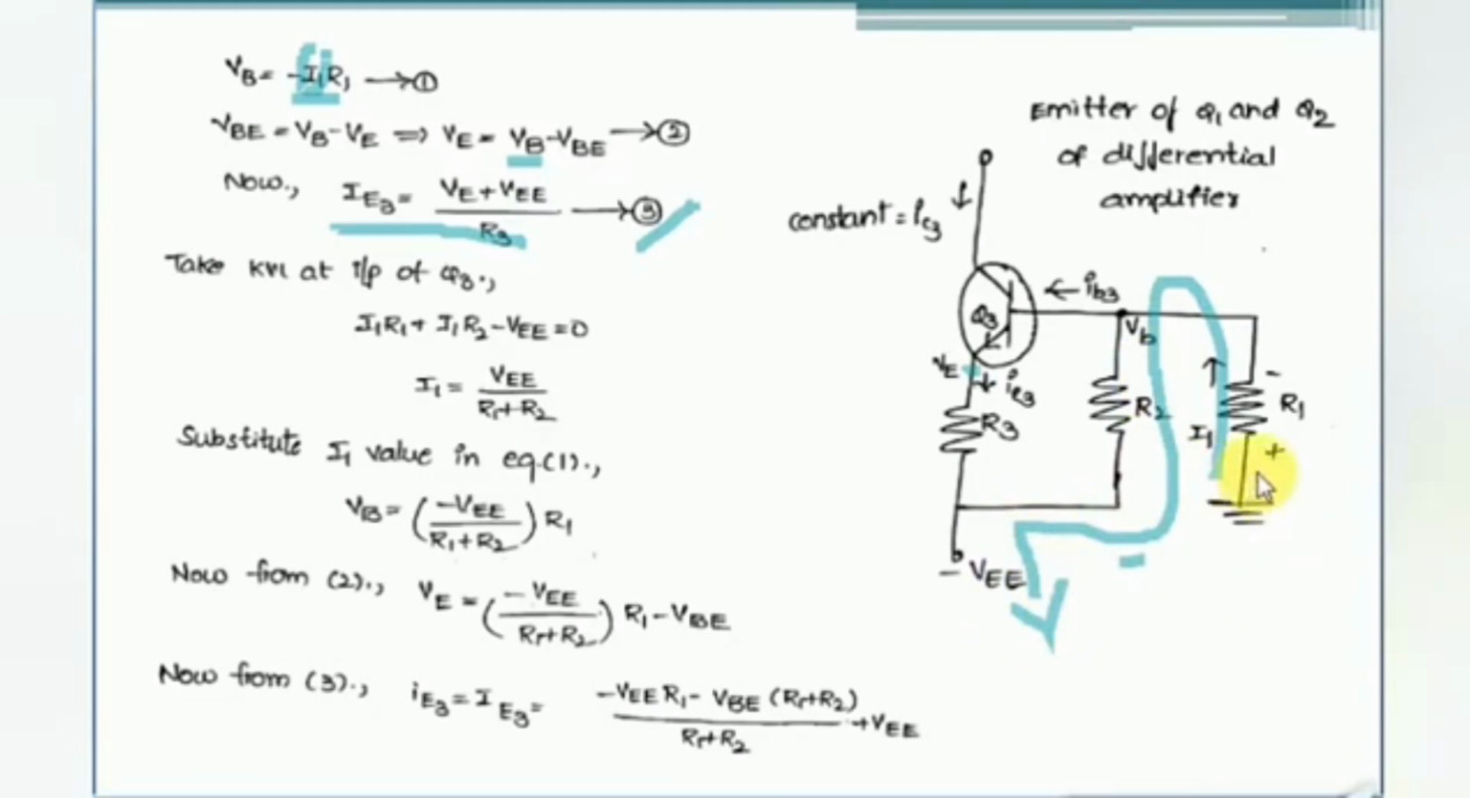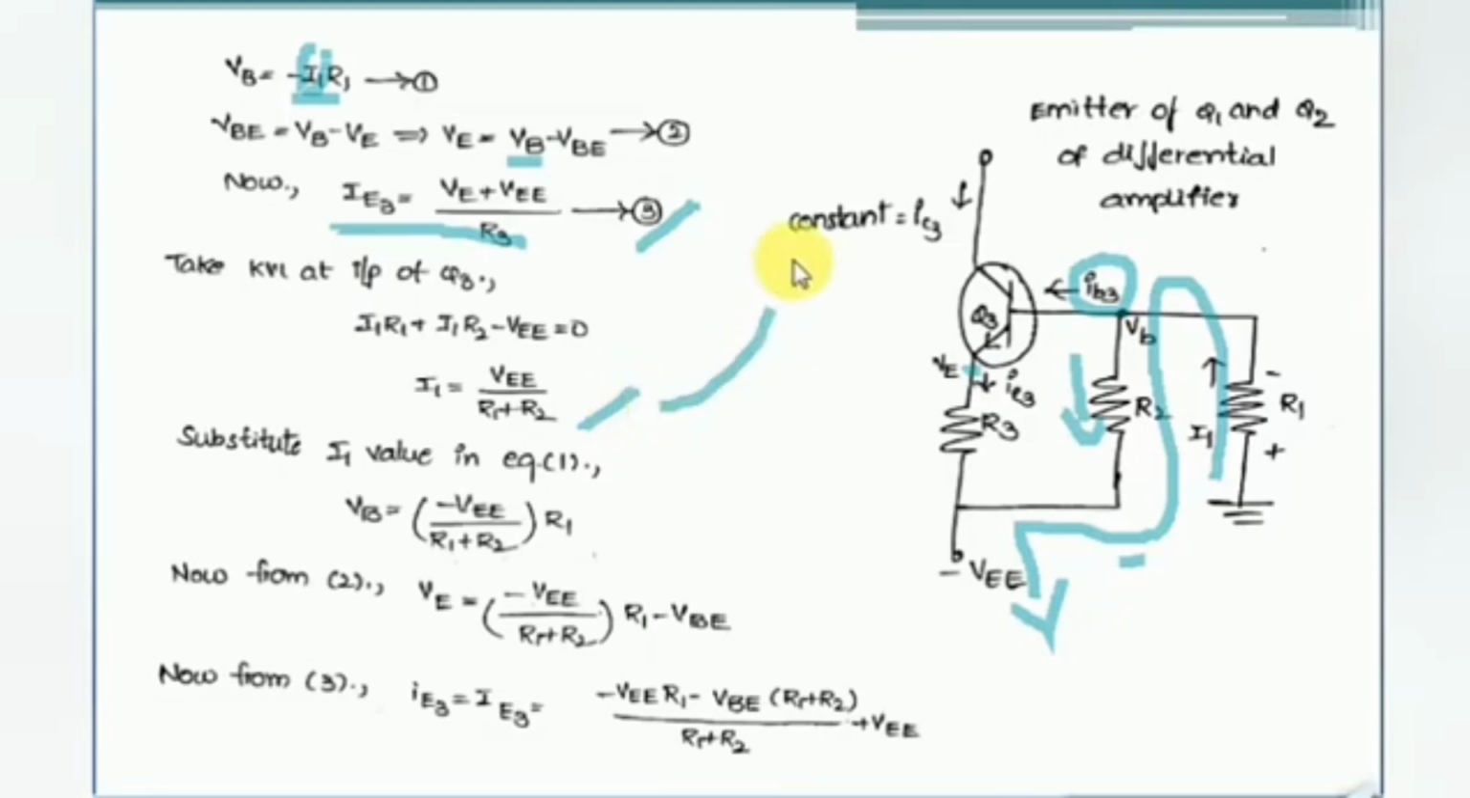Okay, now here we can write the KVL equation as I1 into R1 plus, now we have to know what is the current flowing through the resistor R2. Since the IB3 value is 0, whatever current is flowing through the resistor R1, that same current will flow through the resistor R2. So we can write the voltage drop across R2 as plus I1 into R2 minus VE is equal to 0. From this we can find I1 as VE by R1 plus R2.